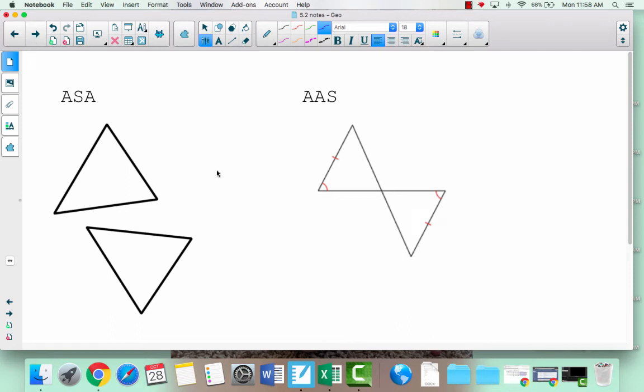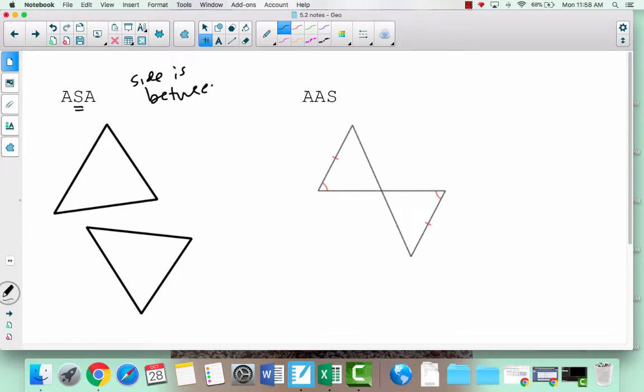The last two that we're going to be using today are the angle side angle and angle angle side. So similar concepts as the first two, but we're just going to be using more angles instead of sides. In angle side angle, the key here is that the side is between the two angles that are congruent. Okay, so that's very important.